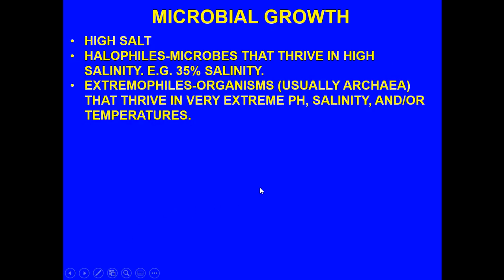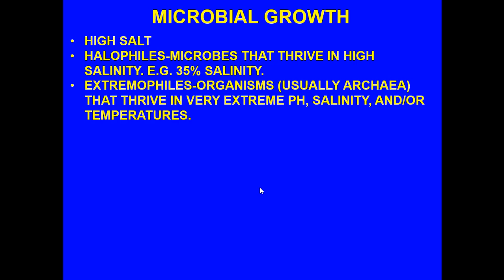There are some also that have a favoritism, some that favor an environment that is extremely salty. Okay? These are called halophiles. These are microbes that thrive in high salinity. Example, 35% salinity. Now, usually when you start getting these really extremes, this is where you get into the class of extremophiles. Most of them are archaea, but they are organisms that thrive in the very extremes of pH, salinity, temperatures.